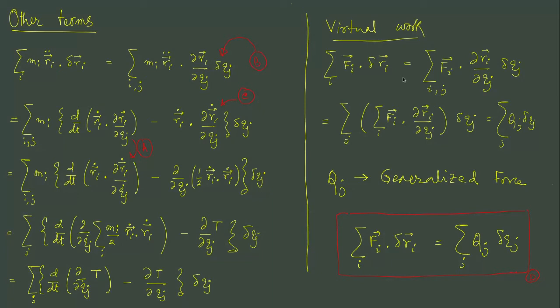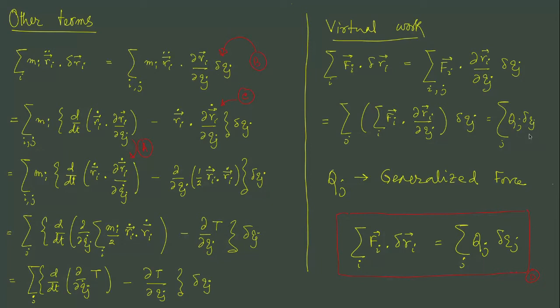Here too, we can replace the virtual displacement by the virtual displacement in terms of generalized coordinates, and then take the sum over F_i and ∂r_i/∂q_j. This summation, let's say we call it capital Q_j. Then the virtual work can also be written in this form, capital Q_j times δq_j.